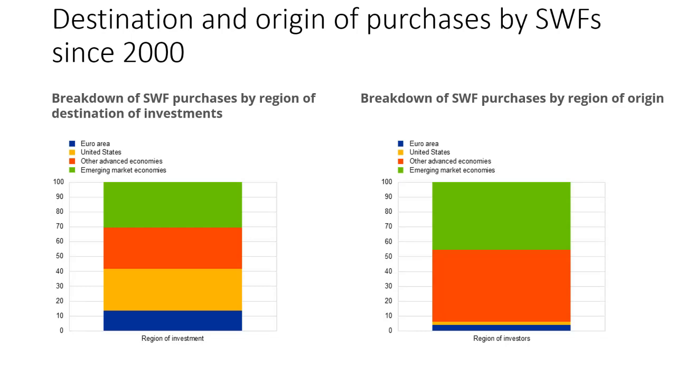And also, if we are checking the region of origin, so where the money is coming from, what we can see here is that advanced economies and emerging market economies are practically quite similar. So the money is not coming from the Eurozone or the US. This is for the rest of the world, what we can see.